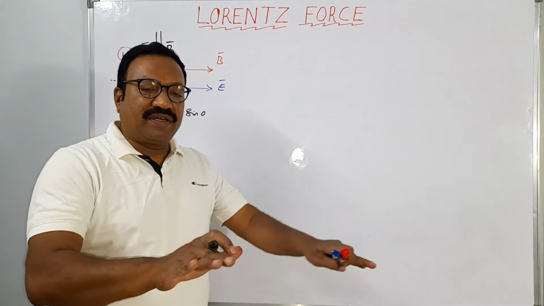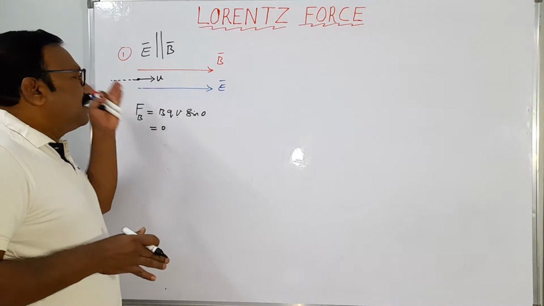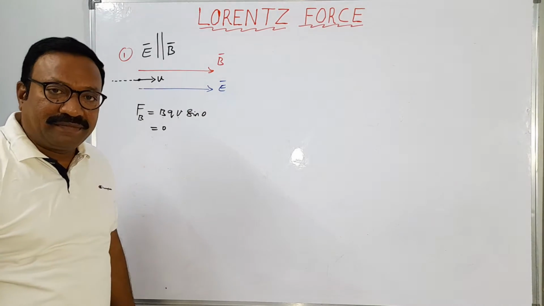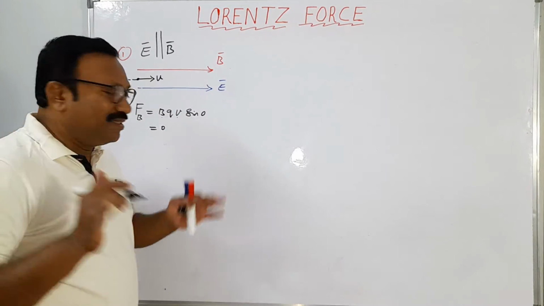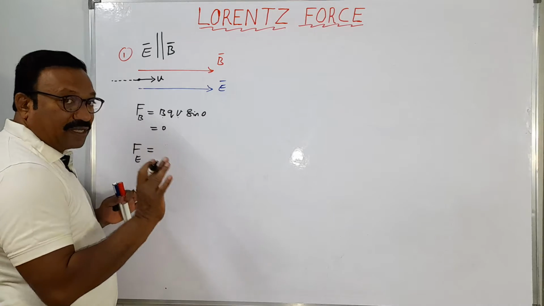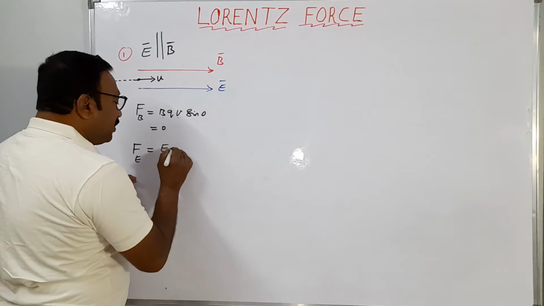So there is no effect of magnetic field if a particle is entering parallel to the fields. Magnetic field is not affecting, so you can leave that part. Then what is the force due to electric field now? I have told you already, remember. The force is equal to EQ.